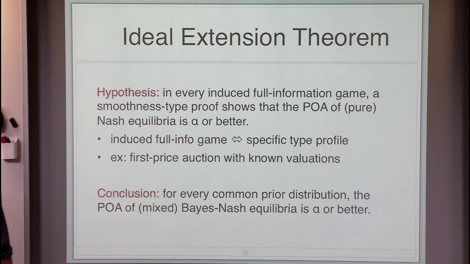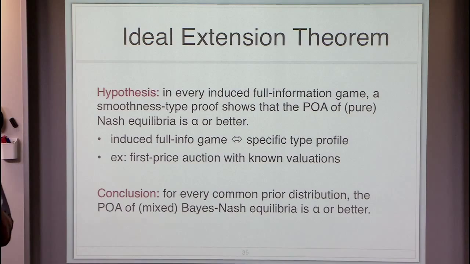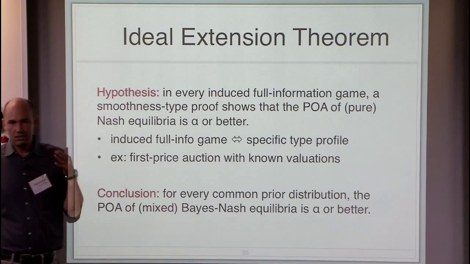So what would our idealized extension theorem look like for Bayes-Nash equilibria? Well, here's what we want. Let's explore the idea that we have a Bayes-Nash price of anarchy bound for every possible prior distribution. That's what we want; this is going to be the output of the extension theorem. What's the input? We're going to input the weakest possible necessary condition. Say we're shooting for a price of anarchy of alpha. At the very least, the price of anarchy better be alpha or better for every induced full information game.